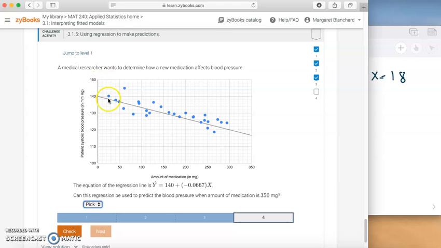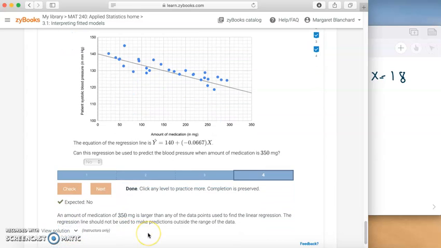We can use it, but with caution, because see how the model data ended up here at 300, and it went from about 20 or so. So it might really be outside of the scope. So we would say in this case, no, because the data values were not covered during the development. It's not a good idea. So we would say no. Check, yes, because it's larger than any data points used.